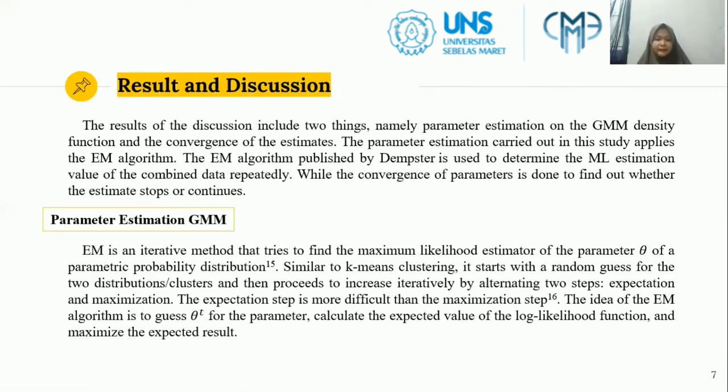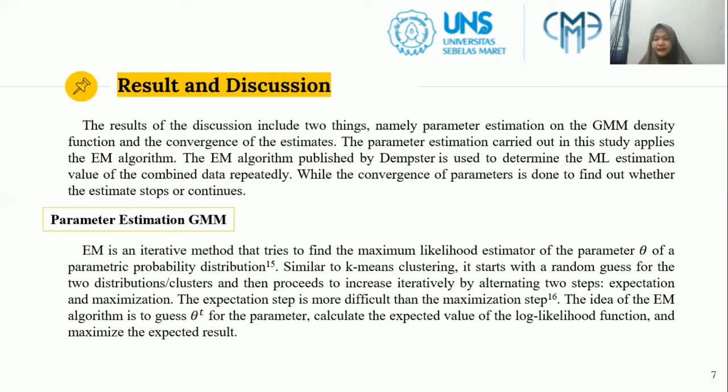Result and discussion. The result of the discussion includes two things, namely parameter estimation of the GMM density function and the convergence of the estimates. The parameter estimation carried out in the study applies the EM algorithm. The EM algorithm, published by Dempster, is used to determine the ML estimation value of the combined data repeatedly, while the convergence of parameters is checked to find out whether the estimation stops or continues.